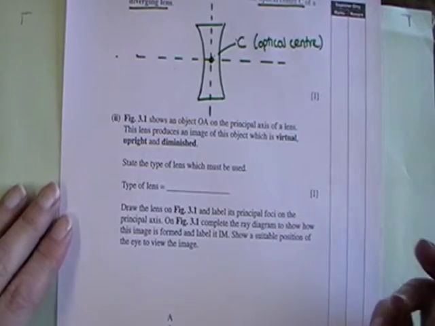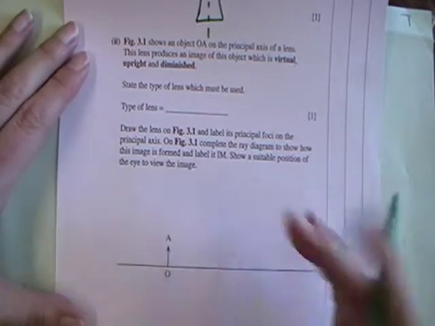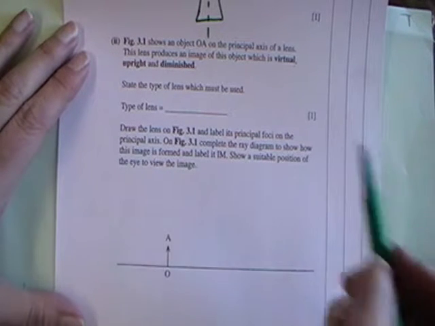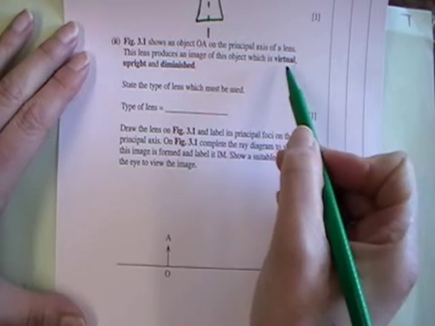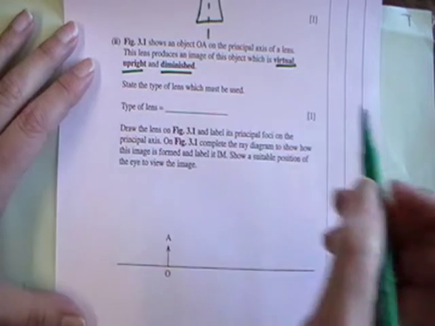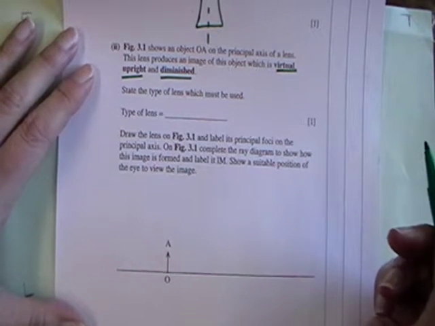Part 2. Figure 3.1, which is down below here, shows an object OA on the principal axis of a lens. This lens produces an image of this object which is virtual, upright and diminished. State the type of lens which must be used.